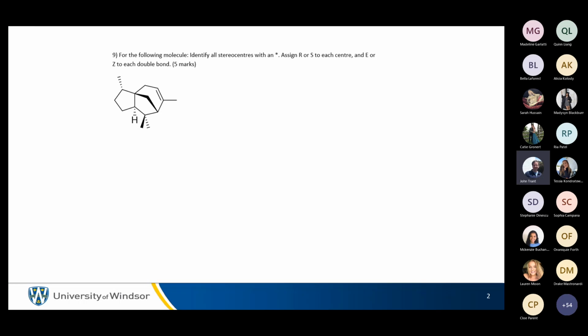So this question basically asks, identify all stereocenters with an asterisk, assign R and S to each center, and E and Z to each double bond. Okay, so when we're asked this question, we need to first remember what is the definition of a stereocenter? It's any carbon attached to 4 different atoms.